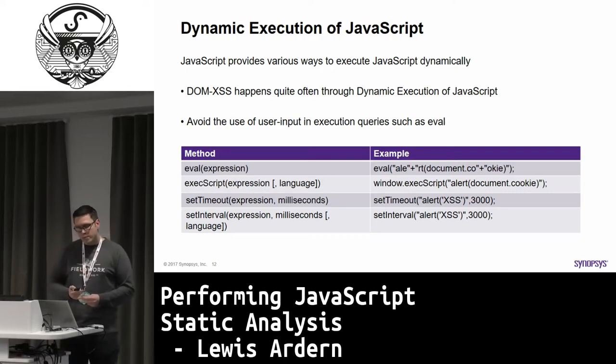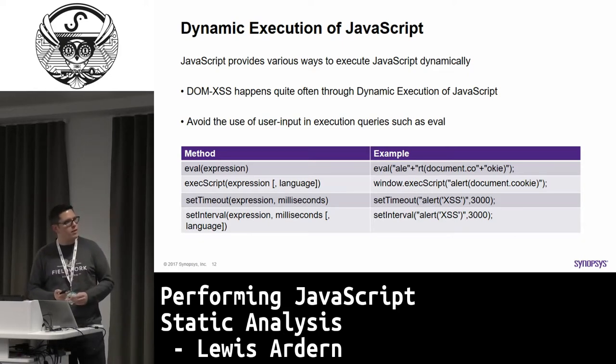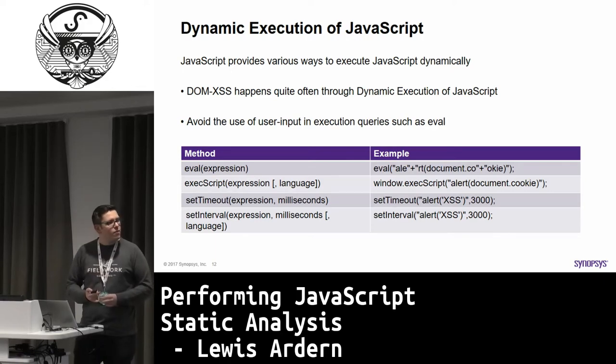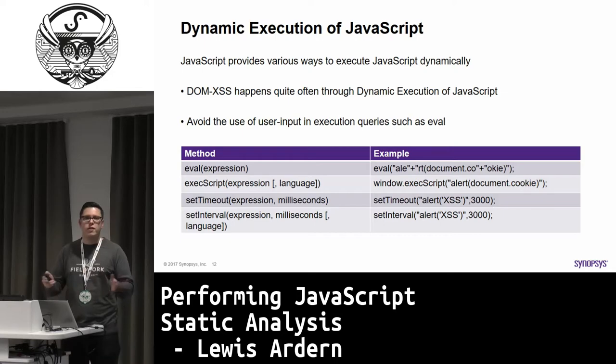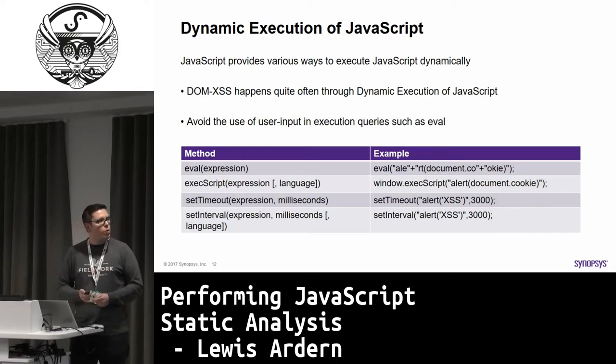And eval, in many ways, and the Function constructor and setTimeout are quite beautiful, because these are generally what are used to bypass a lot of filters. You can do string concatenation, including multiplication. So that's quite fantastic in many ways.